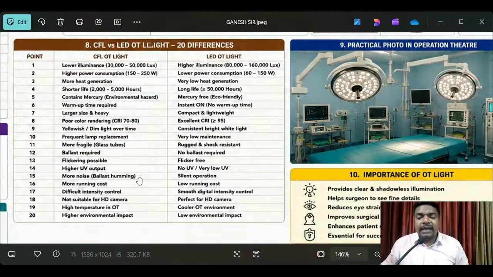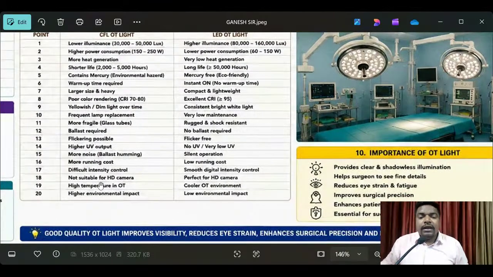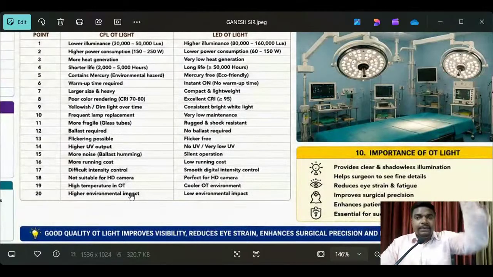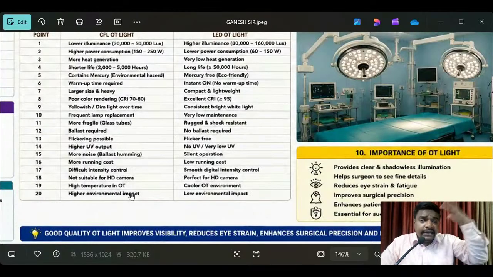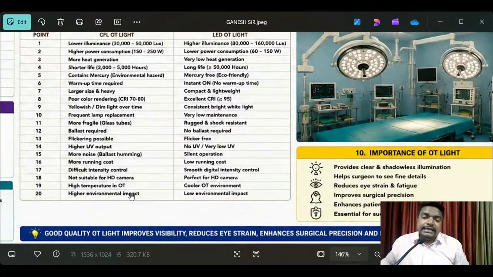This is going to be over soon, maximum topics completed. Now, 17th point completed. Next, 18th point here: not suitable for HD camera, and perfect for HD camera. Very, very important, listen carefully. And 19th point: with CFL lights there is high temperature in the OT, because the CFL light releases heat. When the OT light is on during the doctor's surgery, the heating will disturb the doctor. That's why I am recommending LED.